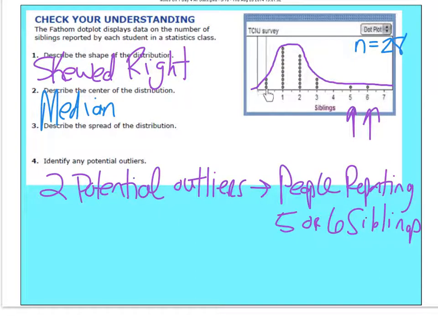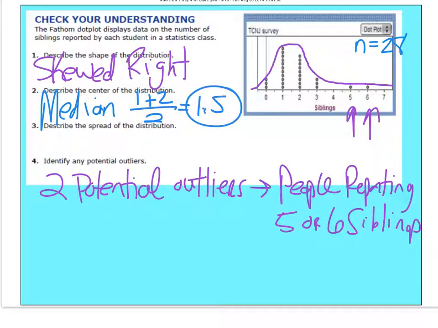When you count up this direction, the 14th piece of data ends up being this last one here. The 15th ends up being in here. So for the median, the 14th is a 1, the 15th is a 2. Remember, we take that and divide by 2. So the median for our data set is 1.5.